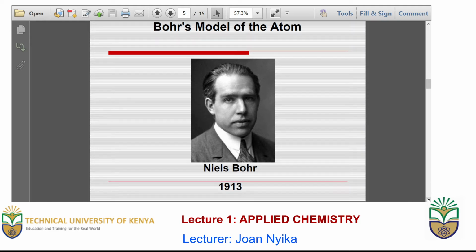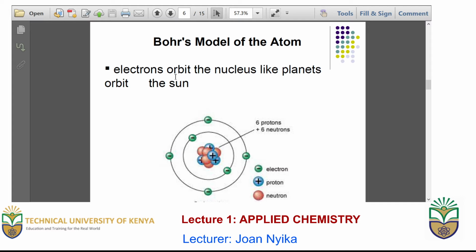In this case, Bohr observed that electrons are found in orbits, like planets orbiting around the sun. This is what we call the solar system. In the solar system, just like an atom, the sun is in the central part, which is occupied by the nucleus in the case of the atomic theory. And around it are the planets, which in the case of an atom are electrons.